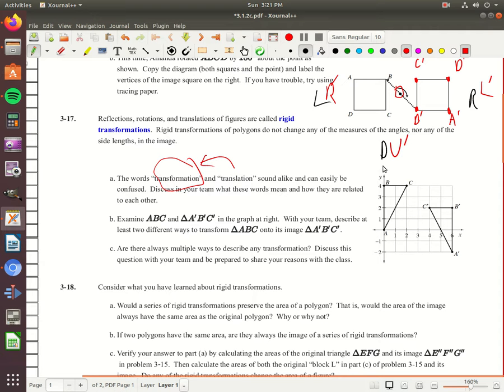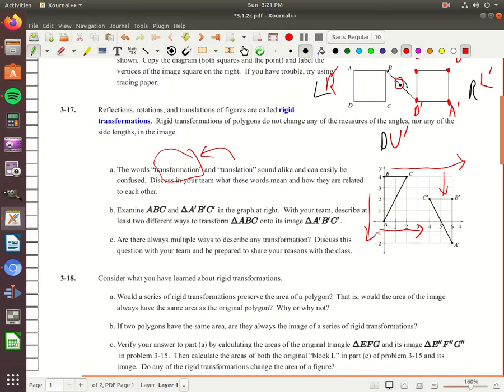All right, so examine A, B, C, and A prime, B prime, C prime, in the graph at right. With your team, describe at least 2 different ways that we could get there. Well, we could have reflected across and then moved it down, or we could have moved it down and then reflected across, right? There's at least 2 different ways. There's several other ways. As a matter of fact, an infinity of ways. Are there always multiple ways to describe any transformation? Yeah, I think there probably are.